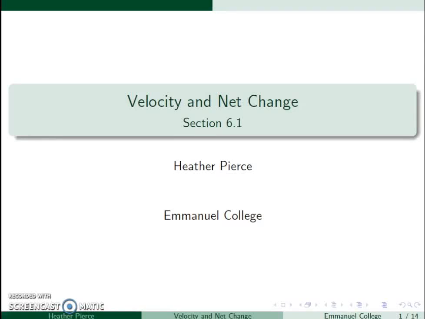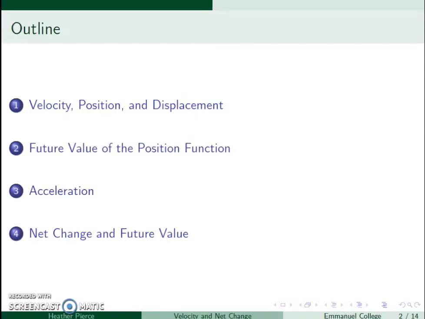We will now discuss velocity and net change. We will start by relating velocity, position, and displacement. We'll then move over to the future value of the position function. We'll talk about acceleration, and then net change and future values.